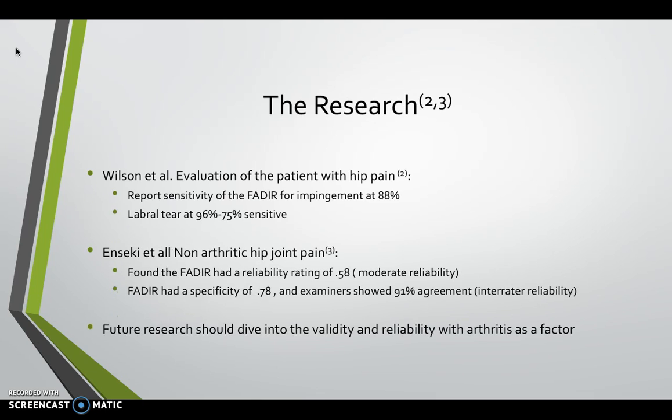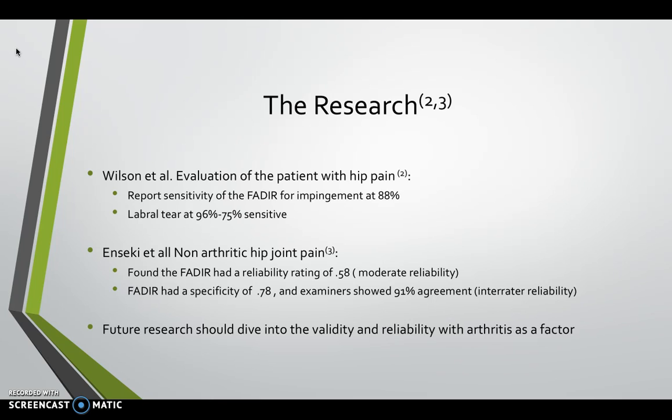For the research, we have Wilson et al., Evaluation of Patient with Hip Pain. What they did in this situation is they took a bunch of hip tests, tested them out, and found the sensitivity and specificity of each. For the FADIR, they found an 88% sensitivity for impingement, which is really good. For labral tear, they found it even higher, at 96% to 75% sensitivity. This is based on whether or not it's combined with something else.